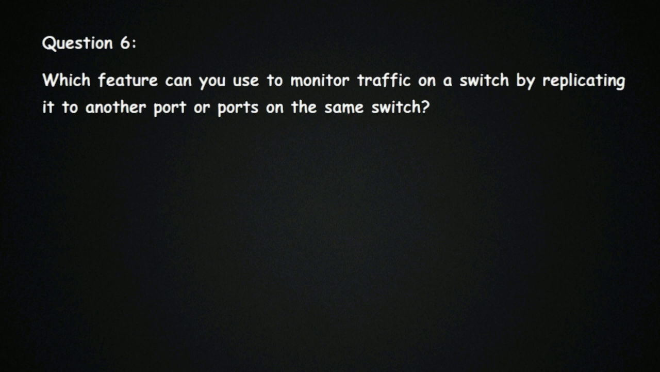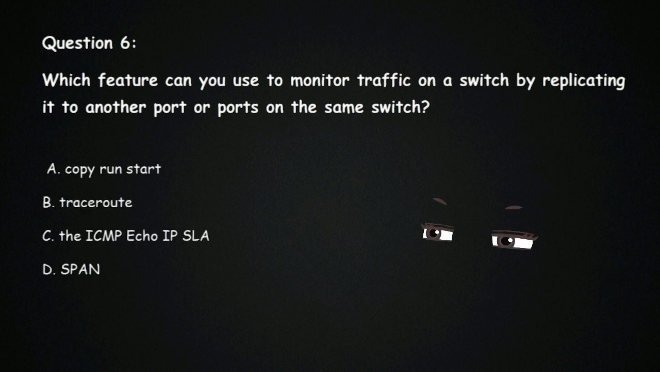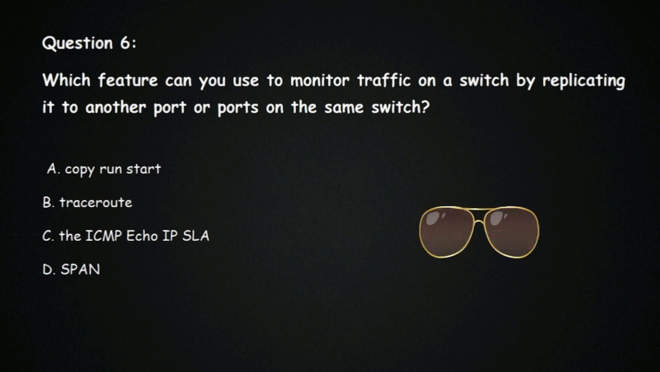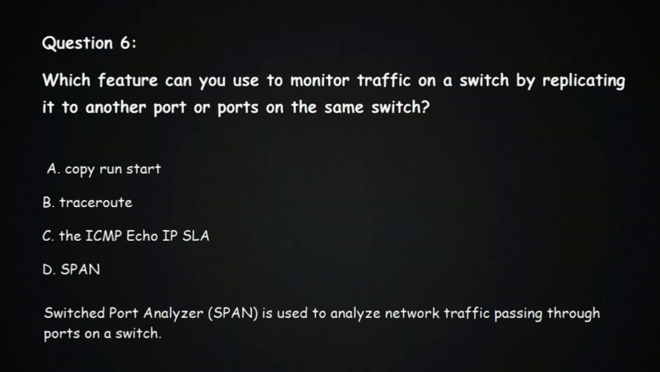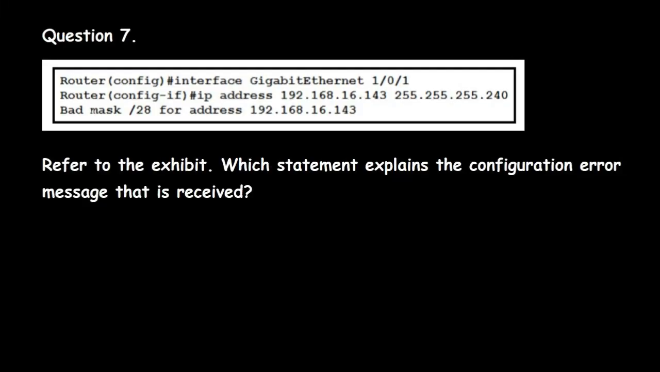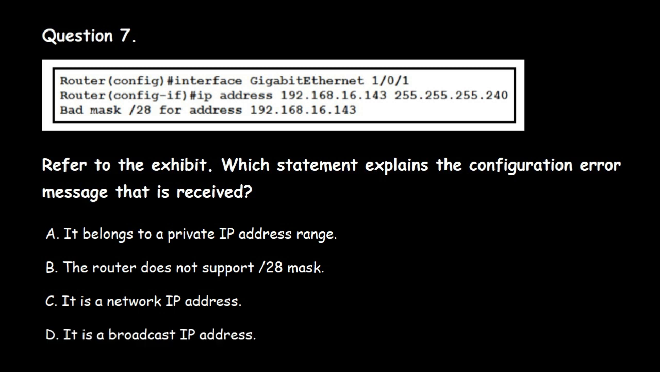Question 6. Which feature can you use to monitor traffic on a switch by replicating it to another port or ports on the same switch? Answer is D. Switched Port Analyzer (SPAN) is used to analyze network traffic passing through ports on a switch. Question 7. Refer to the exhibit. Which statement explains the configuration error message that is received? Answer is D.